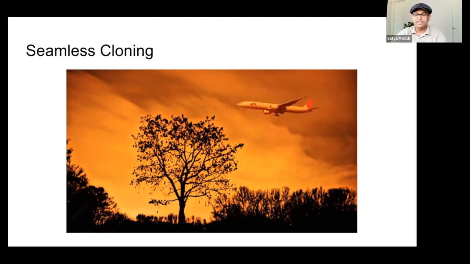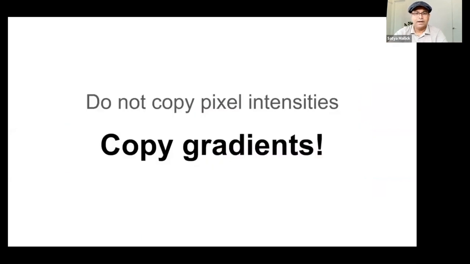What we really want is something like this. From the first picture, we want to go to this picture where it becomes part of the environment, right? The airplane looks like it is part of the same environment. At the same time, the features and the colors of the airplane are also preserved, right? So that's what we are going to learn how to do using OpenCV. Now, the basic idea behind seamless cloning is that we have to copy the gradients from one image to the other instead of copying the pixel intensities.